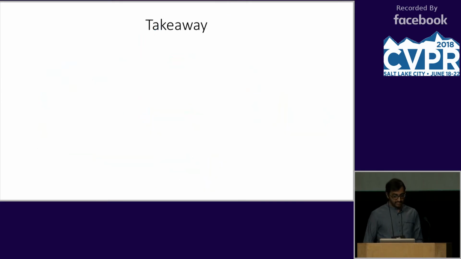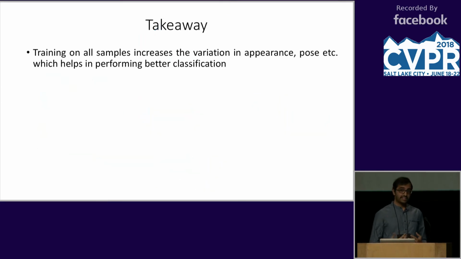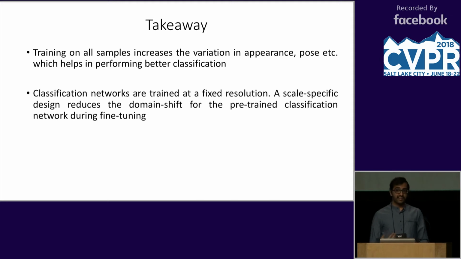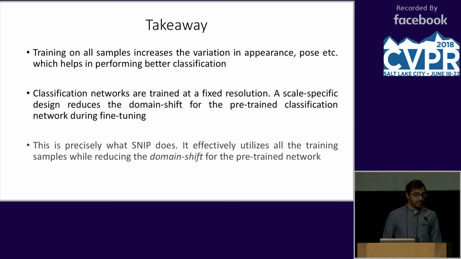So here is the takeaway. Training on all samples increases the variation in appearance and pose, which helps us to perform better classification. But classification networks are trained at a fixed resolution. And a scale-specific design reduces the domain shift for the classification network during fine-tuning. And this is precisely what SNIP does. It effectively utilizes all the training samples while reducing the domain shift for the pre-trained network.